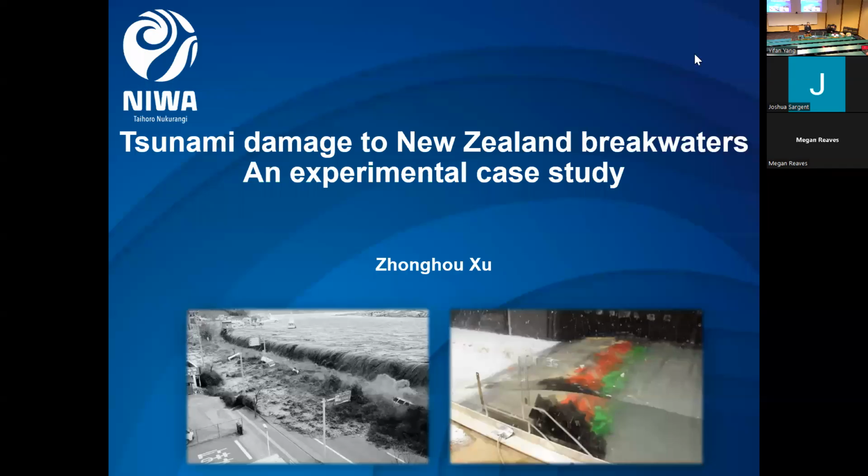Breakwaters in a controlled lab environment. So I'll talk about the stability of a typical New Zealand composite breakwater on the impact of a potential tsunami in New Zealand. And we'll see how a typical composite breakwater will perform on the tsunamis. And we'll introduce a parameter to the design of breakwater to resist the tsunami attack.